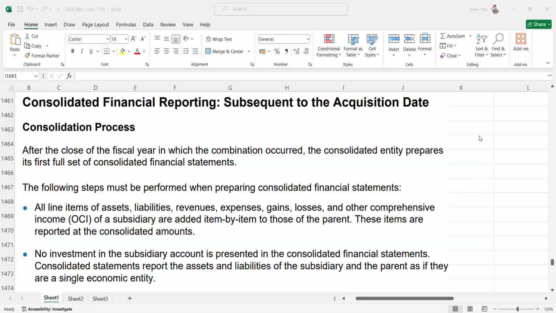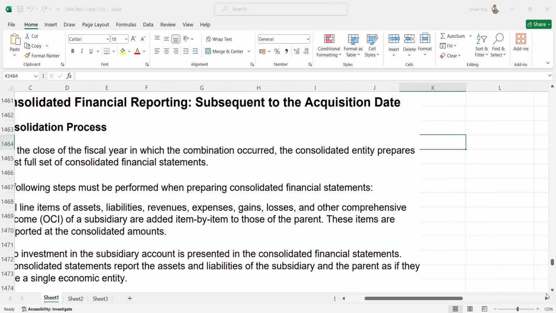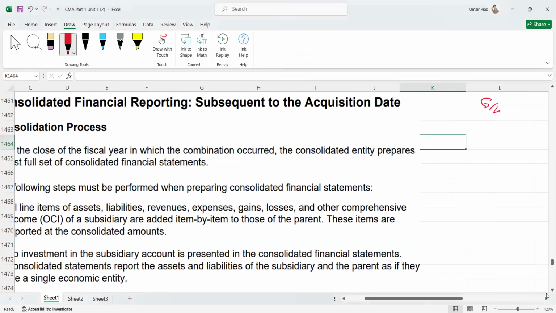Hello everyone. So guys, this is the second lecture on consolidated financial statements. In the first lecture, we discussed how to calculate the goodwill or gain from bargain purchase, right? This goodwill and gain from bargain purchase we calculate at the date of acquisition.